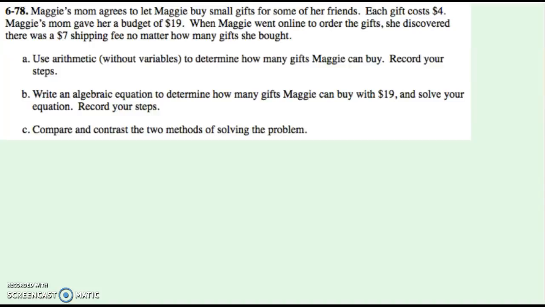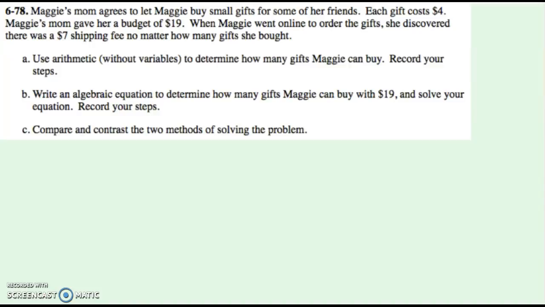What we're going to do together is 78. Maggie's mom agrees to let Maggie buy small gifts for some of her friends. Each gift costs $4. Maggie's mom gave her a budget of $19. When Maggie went online to order the gifts, she discovered there was a $7 shipping fee no matter how many gifts she bought. Use arithmetic without variables to determine how many gifts Maggie can buy.